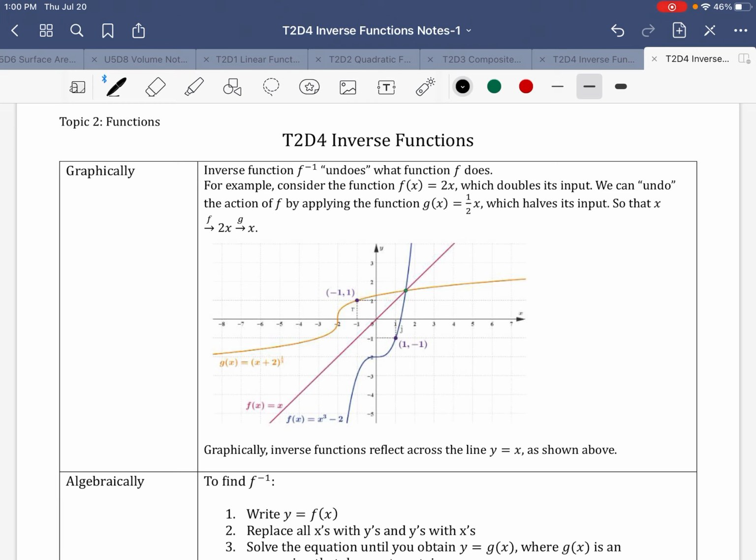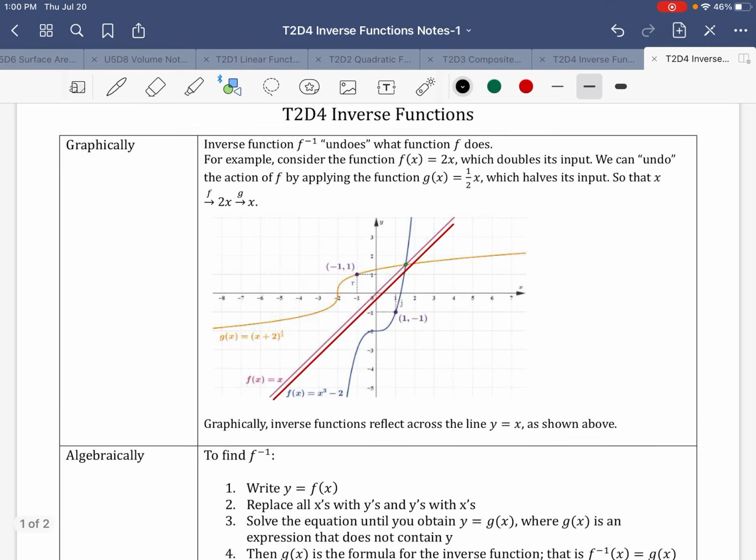Graphically, if you look at this, we have a function f of x and g of x, marked in the blue and the yellow. And what you'll see is that they reflect across that red line. The red line is y equals x. And what's really cool is they'll always reflect across this y equals x line.